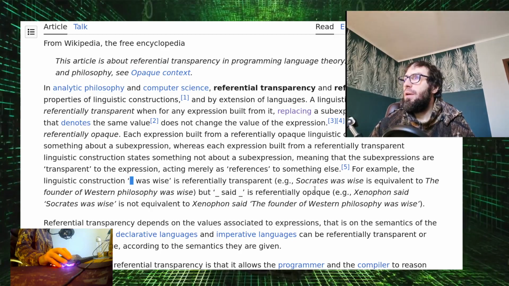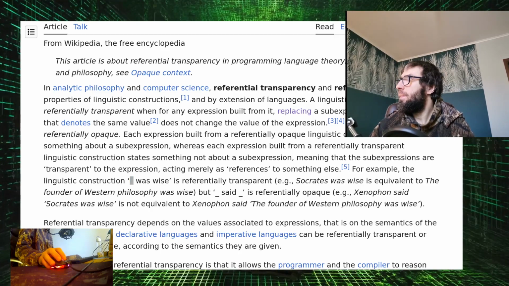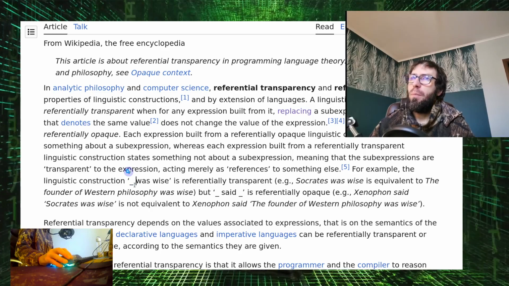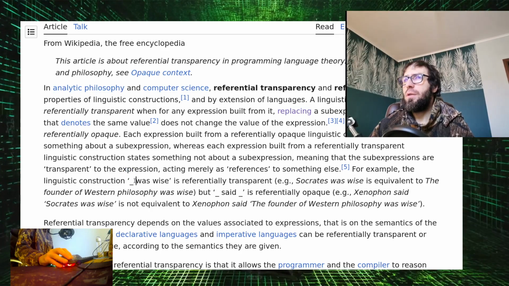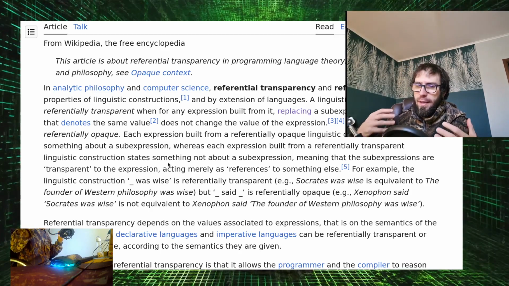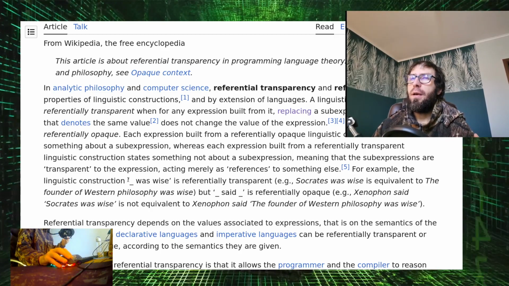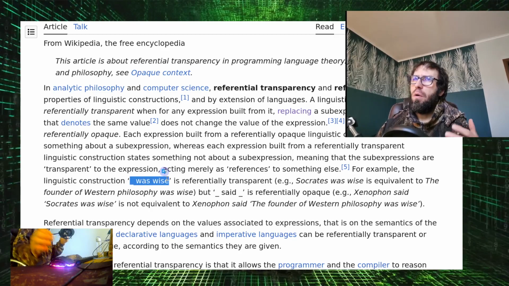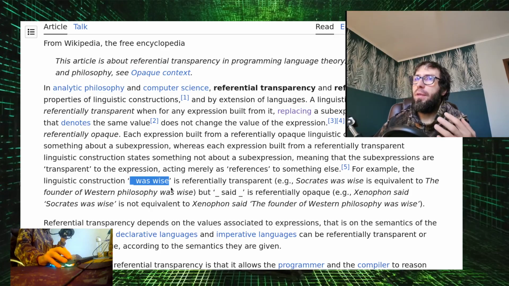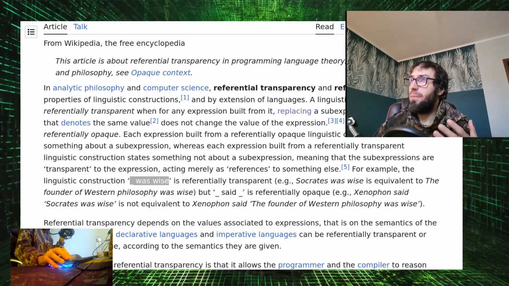Because, for example, "Socrates was wise" is equivalent to "the founder of Western philosophy was wise." So, no matter which sub-expression we put in this underscore, if this sub-expression denotes the same object, the value of the whole expression will be the same. And this property holds here. That's why this linguistic construction is referentially transparent.